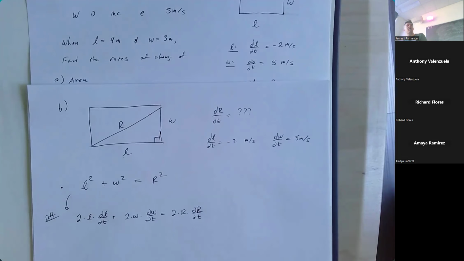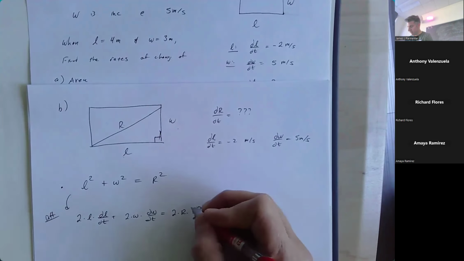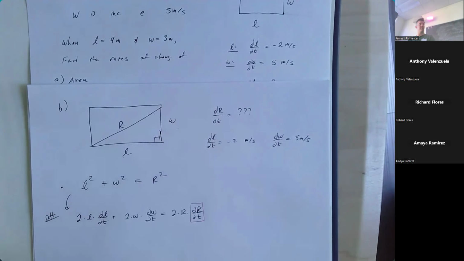Okay, so here's the thing I was talking about where you might have to do a little bit of extra work to find some of the things that you are supposed to be able to know. We should be able to plug in for everything except for the one thing we're trying to find, dr dt. If you really wanted to, you could also divide both sides by 2. I've got 2's everywhere. I could get rid of them. So let's divide both sides by 2.